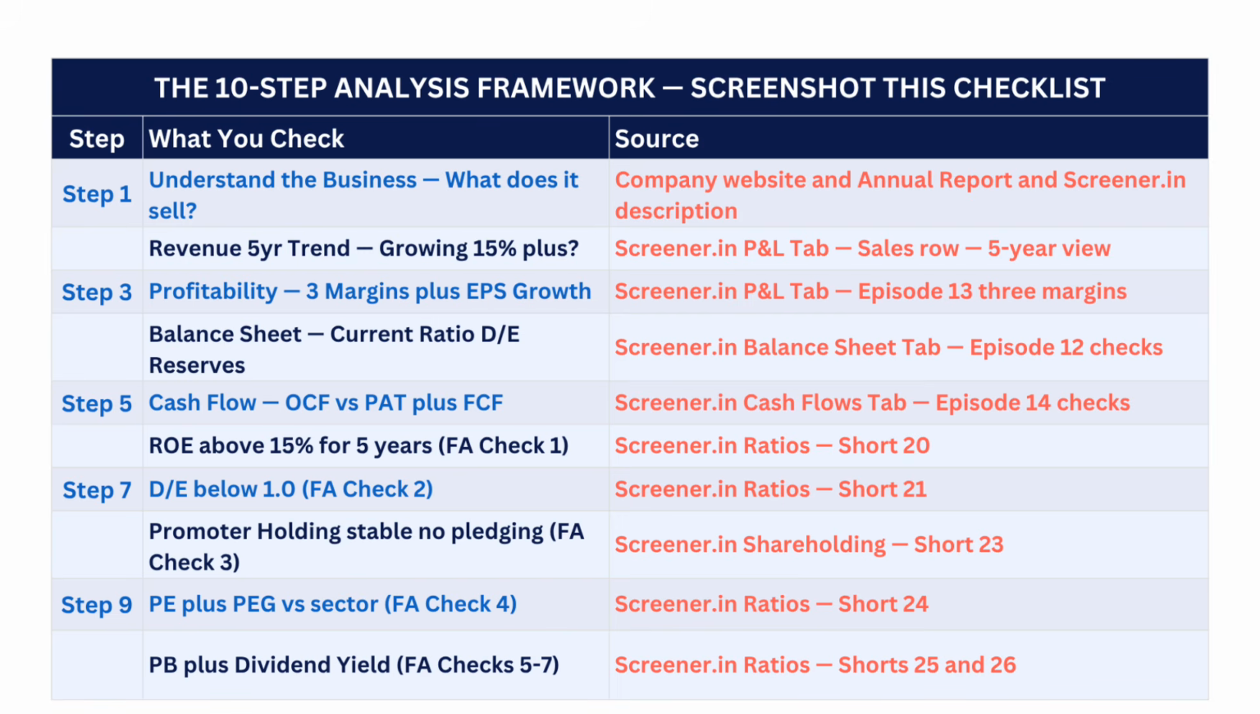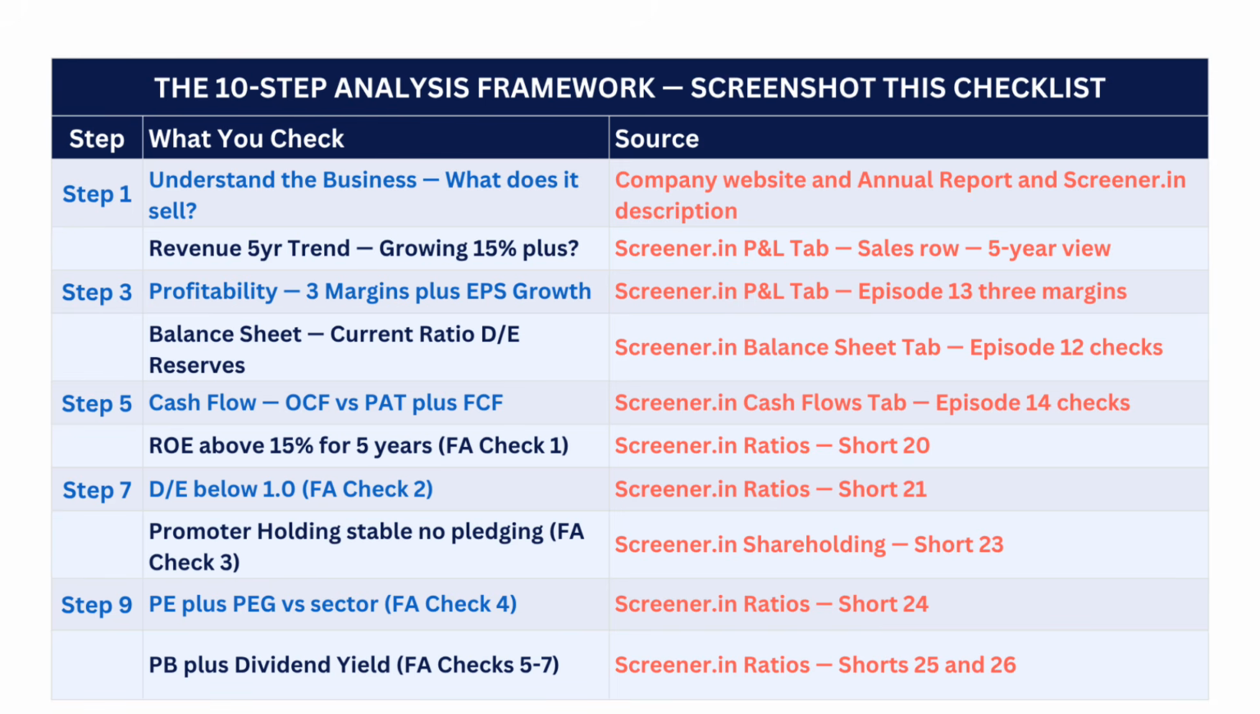Then, in step 2, what do you want to check? Revenue 5 years trend, growing 15% plus. Source: screener.in, profit and loss tab, sales row, 5 years view. Then in step 3, what do you want to check? Profitability, 3 margins plus EPS growth. Source: screener.in, P&L tab, episode 13, 3 margins.